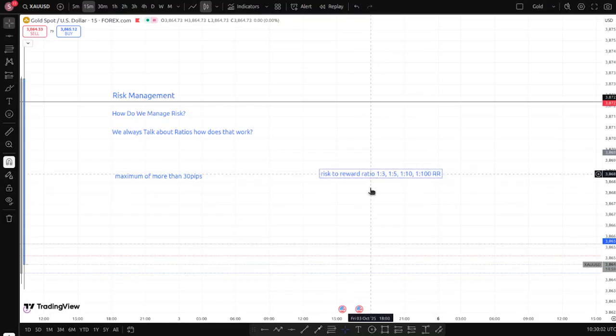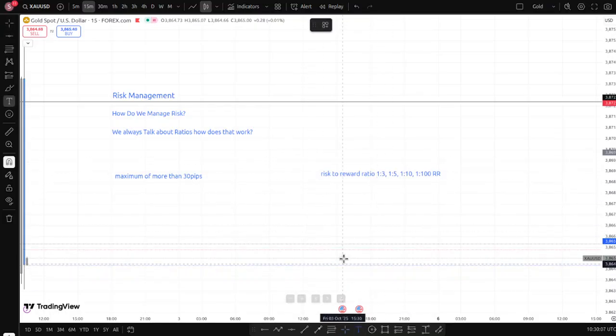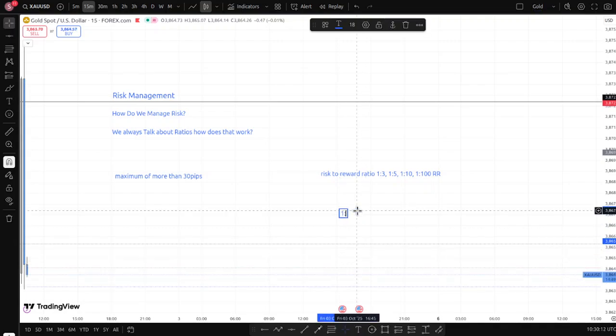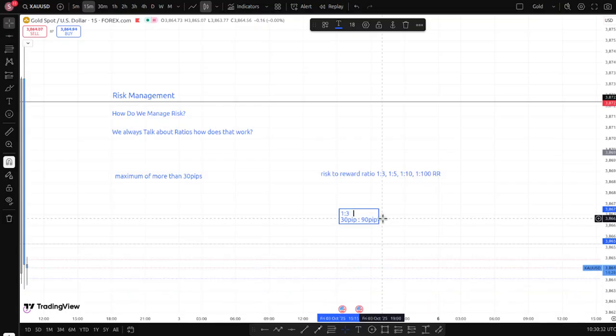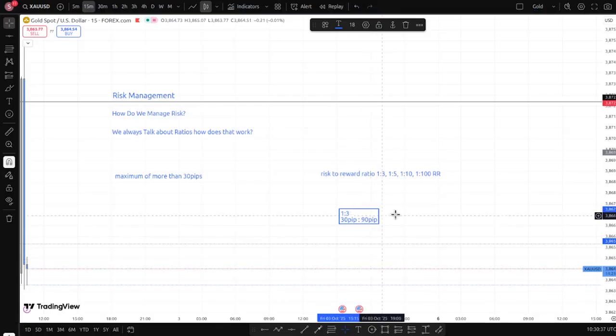So what technically this means is that for every one like this, let me even write it, it will be much better. 1 2 3. Okay, this here, this is the first one. So here you will have a 30 pips stop loss times 3, 90 pips. That is your TP. I hope this thing is recording. Okay, this is the first risk to reward.